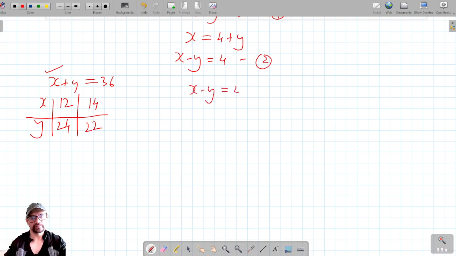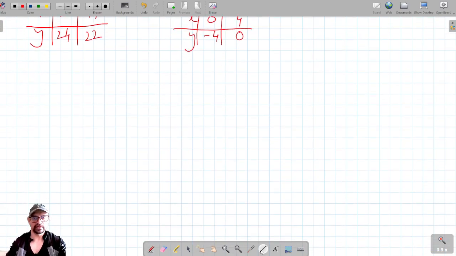The second one is x minus y is equal to 4, which is the simplest one. If I put x is equal to 0, which gives me y is equal to negative 4. And if I put y is equal to 0, it gives me x is equal to 4. So let's sketch the graph for this.